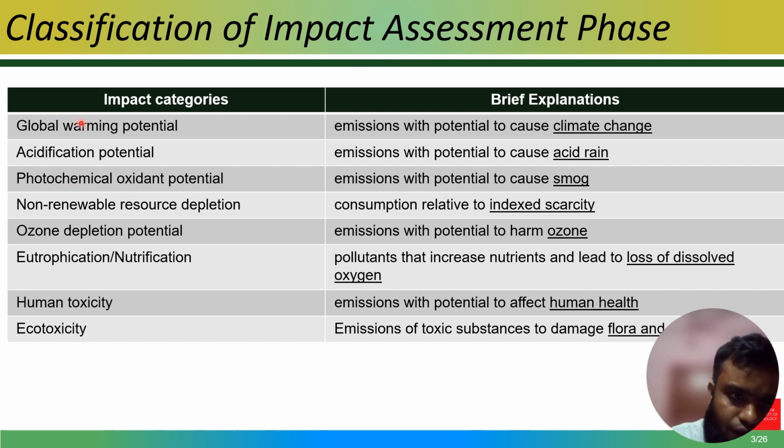Global warming potential: what causes climate change? The second impact category is acidification potential, which causes acid rain. Photochemical oxidation potential causes smog. Non-renewable resource depletion is consumption related to indexed scarcity. Ozone depletion potential is emission with potential to harm the ozone layer. Eutrophication or nitrification is pollutant that increases the nutrients and leads to loss of dissolved oxygen. Human toxicity is emission with potential to affect human health. And ecotoxicity is emission of toxic substances that damage flora.